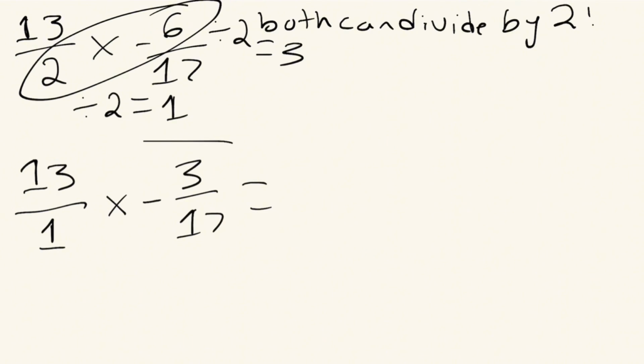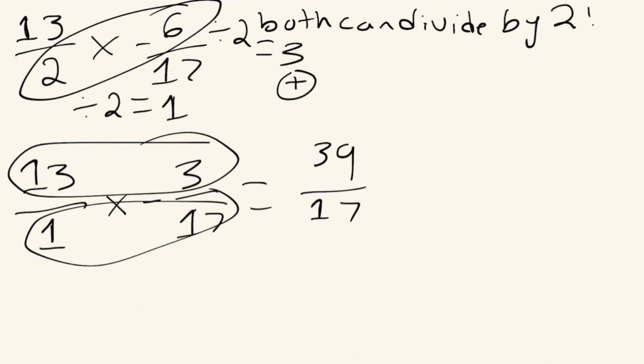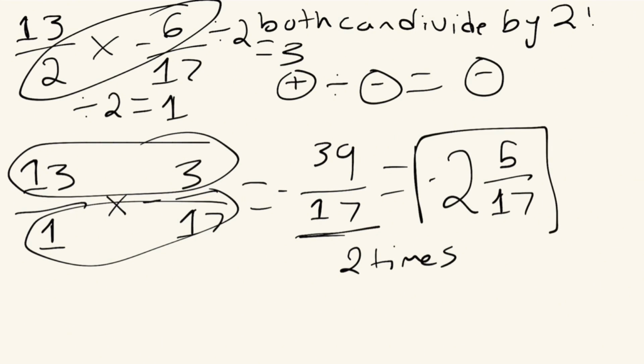So now we just multiply straight across. 13 times 3 equals 39, and 1 times 17 equals 17. We obviously have our positive divided by a negative here, and that equals a negative number. So we have negative 39 over 17. 17 goes into 39 2 times. So we have negative 2, with 5 left over, so negative 2 and 5/17 is your answer.